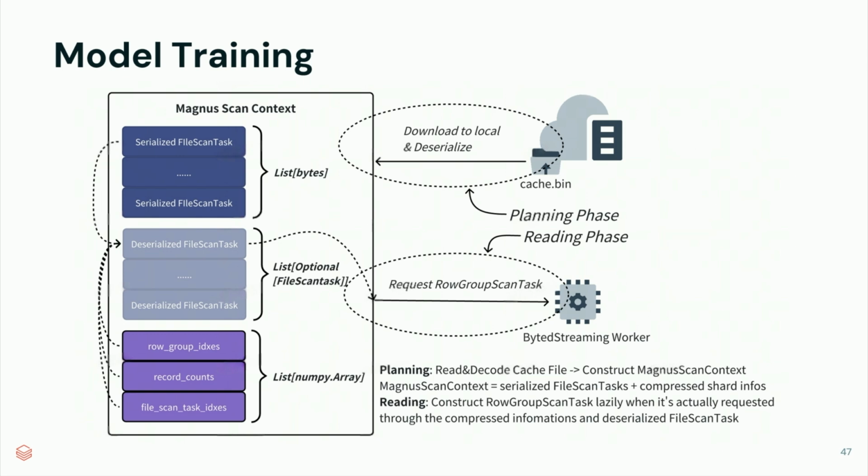So for a single table during planning, we don't have to construct any file scan task objects. And the row group scan tasks are represented by NumPy arrays, which also don't have the overhead of a Python object header. Only when we actually access a certain row group scan task do we construct the pointed file scan task, if not constructed yet, and then construct the row group scan task with the compressed information from the NumPy arrays. So that extremely reduced the startup time during training.